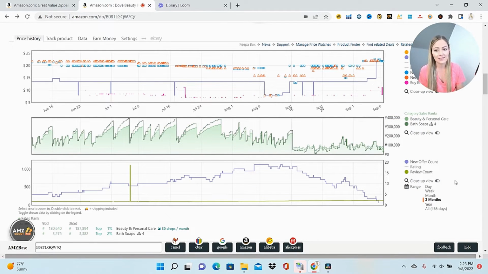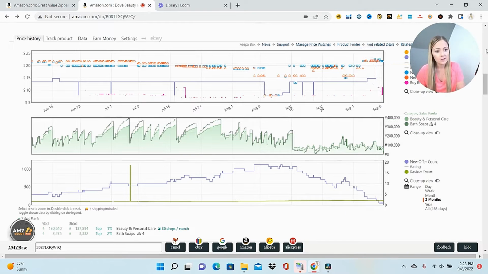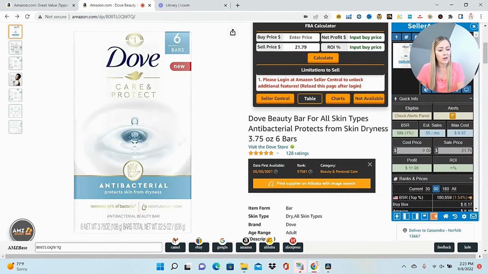If you were just looking at this listing and thinking, oh my gosh, that's amazing, I can jump on as a third-party seller and sell this soap for $21.99, I'm definitely going to make a profit. So let's come up here. You're selling it around $21. Let's say the cost price for you is $6. That means your profit is nearly $6. It's almost 100% ROI, which is amazing.